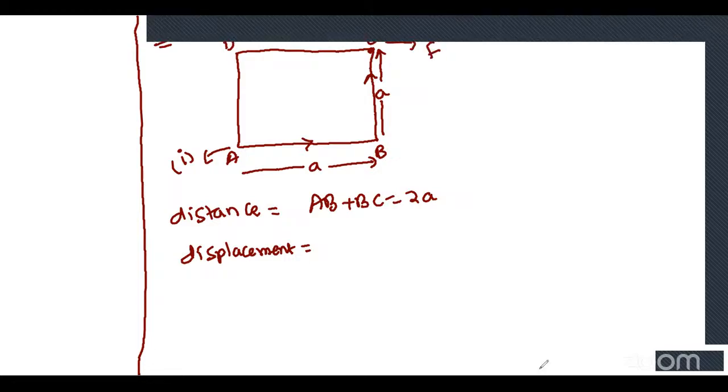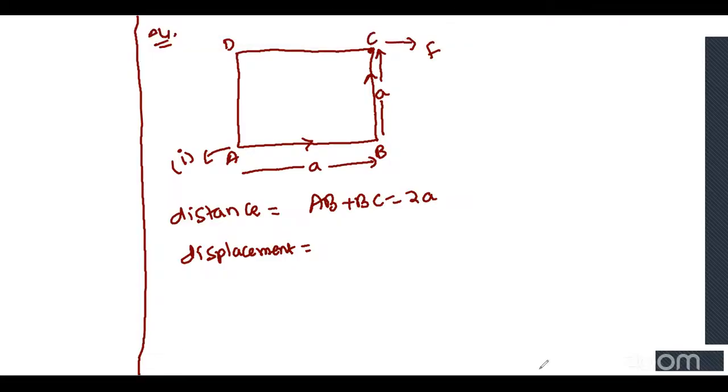So, what is the distance between A to C? What is the shortest distance? Not distance, shortest distance. Diagonal. Louder. Diagonal. Very good.